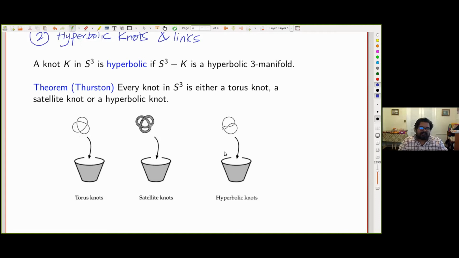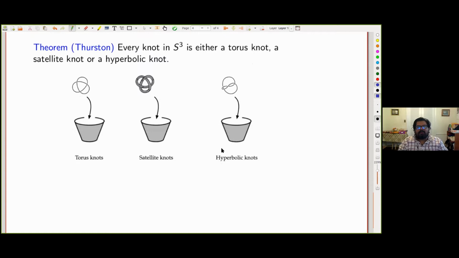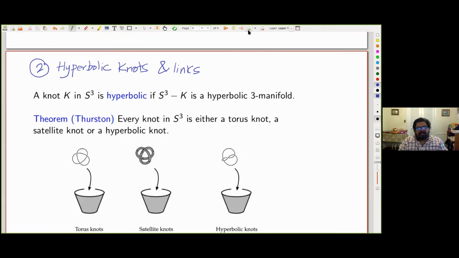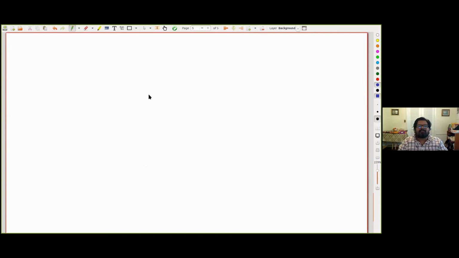in S3. And now what we can do is focus on a certain class of knots, say for example, alternating knots and links, and many nice things happen for alternating knots and links. And so one of the nice things which happens here is that we can characterize which alternating knots and links are hyperbolic. So this is Menasco's theorem.